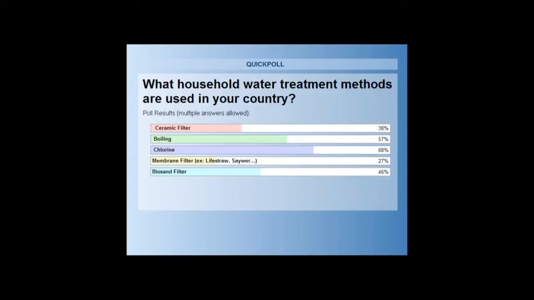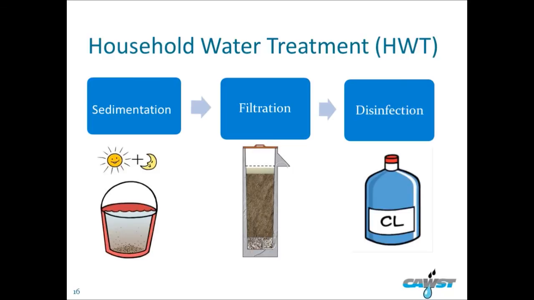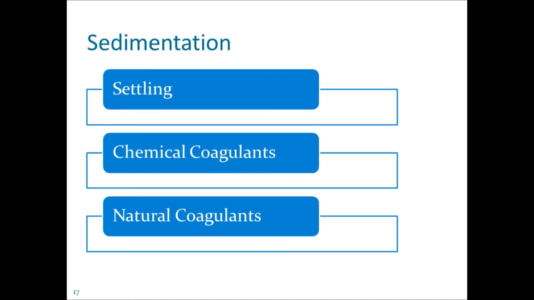Right, so moving through the processes of household water treatment. Sedimentation is important in household water treatment as it will reduce the turbidity, that is particles in the water, as well as the percentage of pathogens in the water. Water that is clear and you can see through is typically low in turbidity, while water that is murky, muddy, and you can't see through is high in turbidity. Sedimentation is a process of allowing the particles in the water to fall to the bottom. The process of sedimentation is called settling.